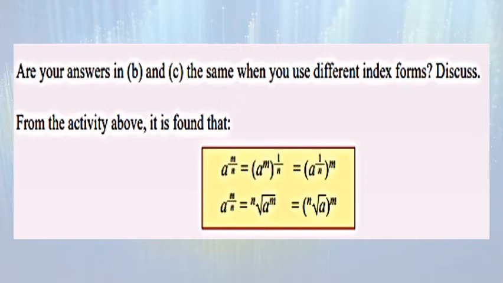So are your answers in B and C the same when you use different index forms? Discuss. Actually we have done it. For B, it's proven that all 4 types of answers will be the same. So from the activity, it is found that a to the power of m over n is equal to this one and this one, and also equal to this one and this one. These are the types in the table just now: type 1, type 2, type 3, type 4. So it is up to you to choose which pattern you prefer.